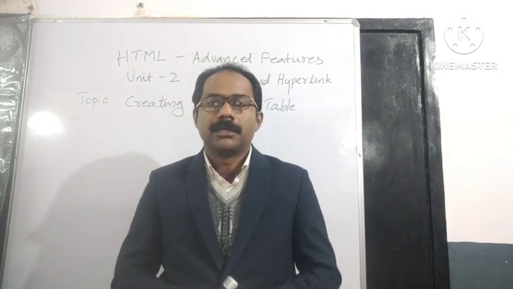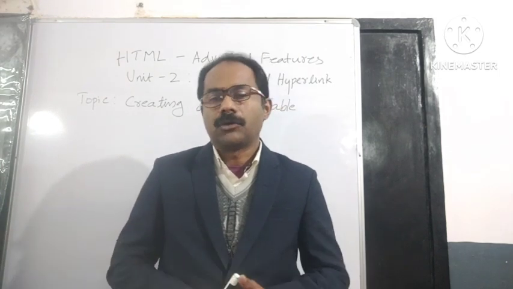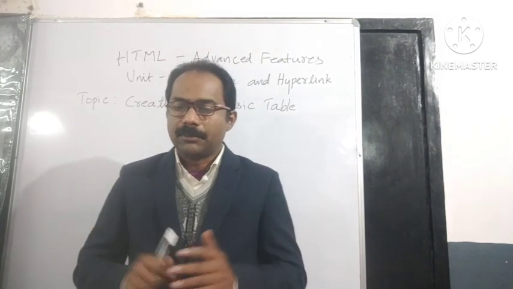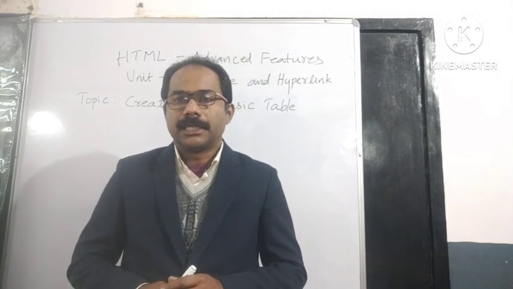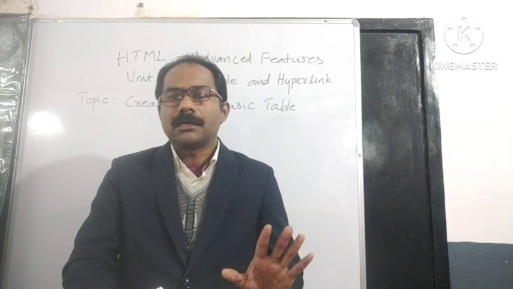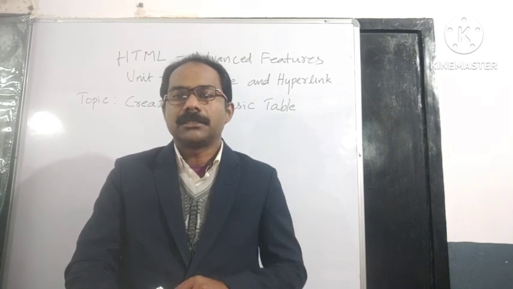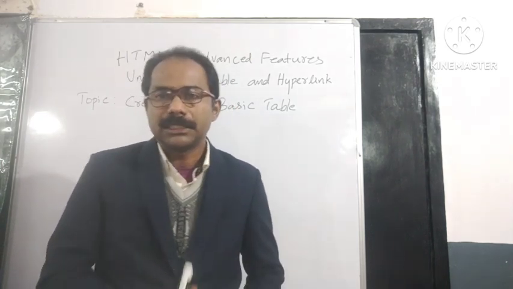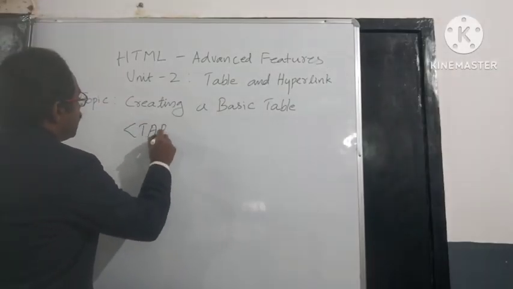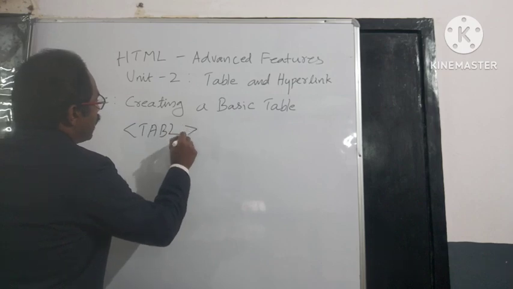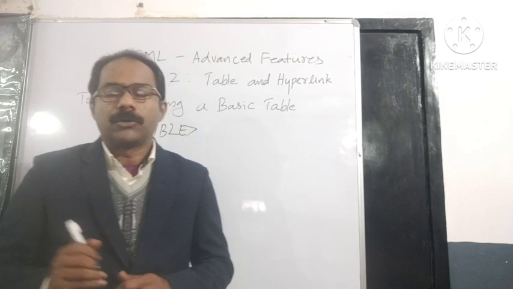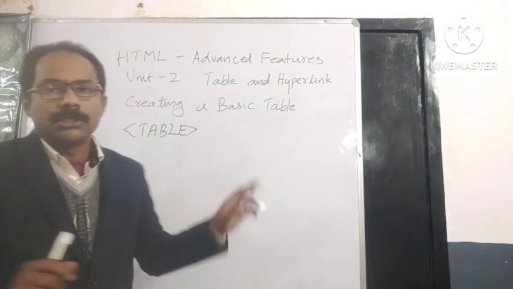You know what is a table? A table consists of rows and columns, and when rows and columns intersect each other, it creates a cell. In that cell, we will be entering the data or element. And here, students, the tag, the command that is used for creating a table, is the table tag. This table tag we have to write in the body of the HTML program or HTML document.